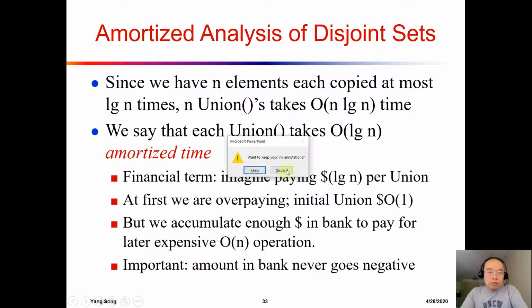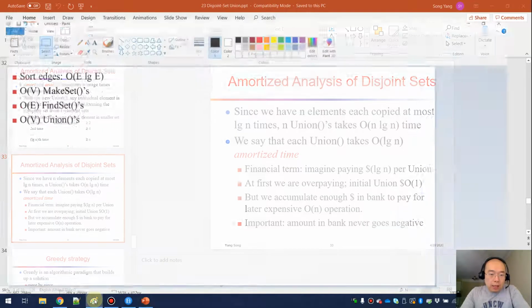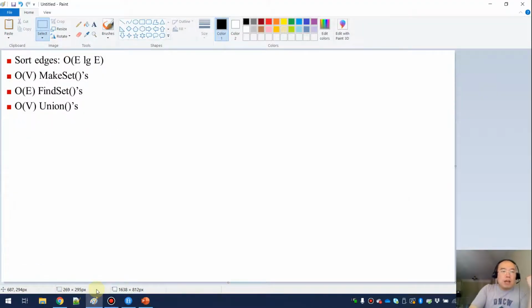Okay, so if we go back to this part, those are the four components of the Kruskal algorithm. The first one is O(E log E), and we don't have to make any changes. So we are just going to say that is O(E log E) for sure. And then we have the O(V) make set operations, O(V) multiplied by the make set, and the make set is a constant time.